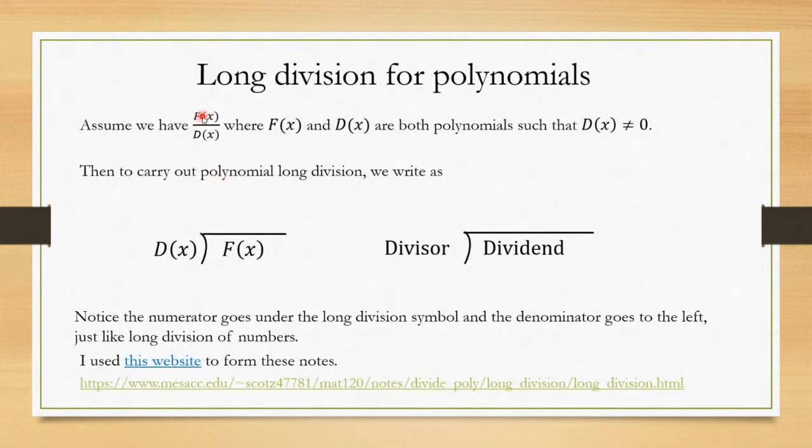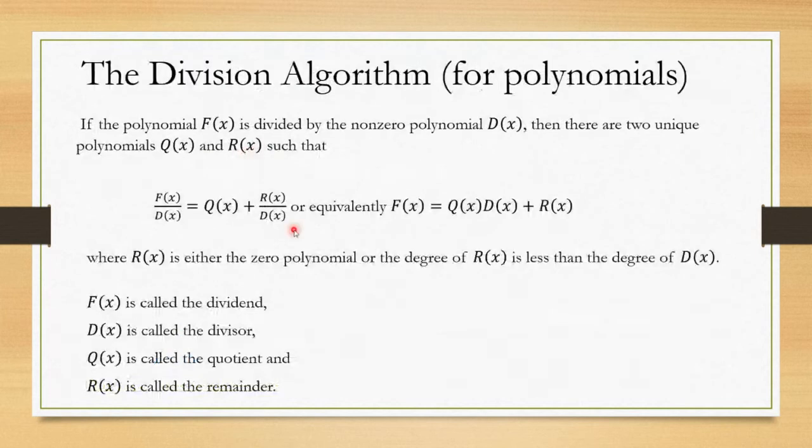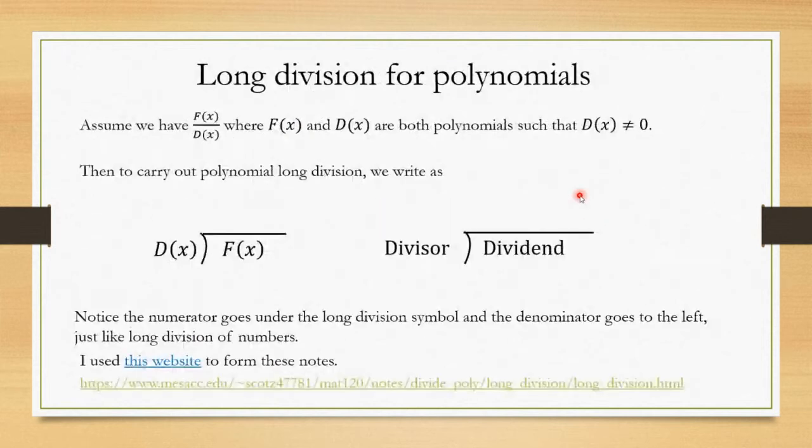So again, let's suppose we have f of x over d of x. We want to figure out this quotient. We want to find q and r, in other words, so that we can do this or this. It's just like with long division of numbers. First, you want to write it like this, where again, d of x is the divisor, f of x is the dividend.